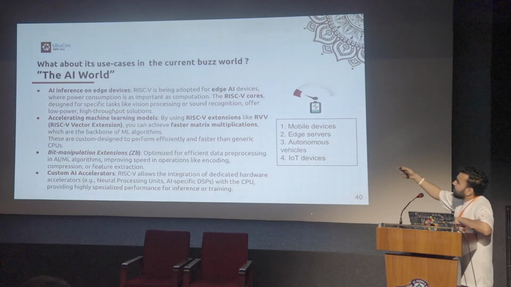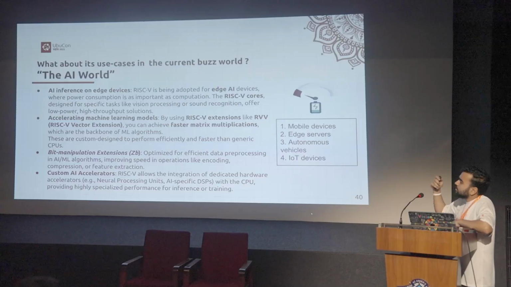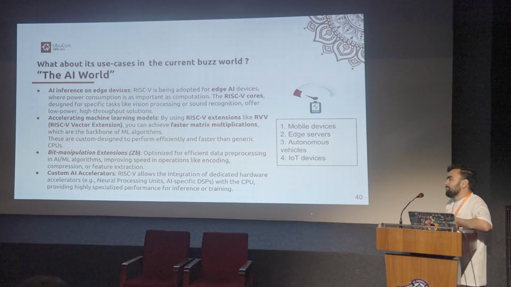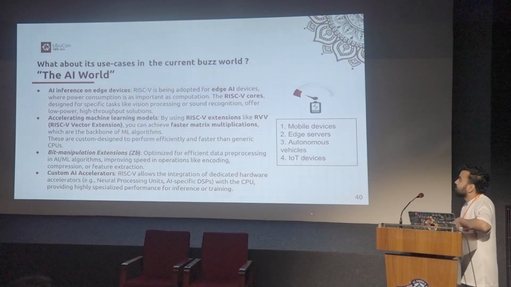Besides this, in the AI domain, we are seeing high use of RISC-V for inference. Currently, NVIDIA is the market leader, obviously, in both training and inference devices for AI.